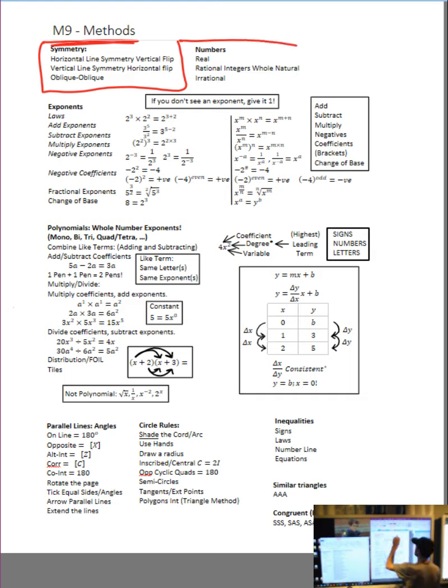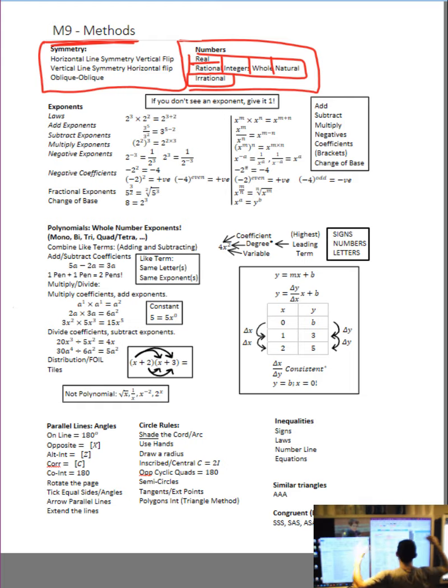Off to the right, we have numbers that are real. We also have non-real numbers, which we'll do in calculus later. We have rational numbers, we have integers, we have whole, we have natural, which are all real, and then we have irrational. So we have real numbers, which are these, and the rest are irrational. We'll work through the remembers to talk further about those.